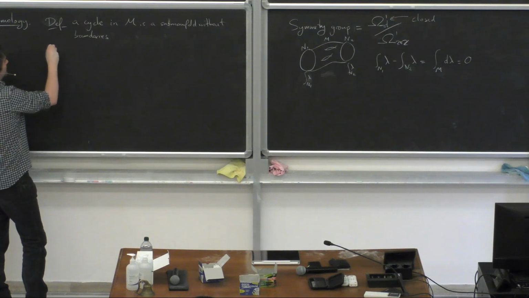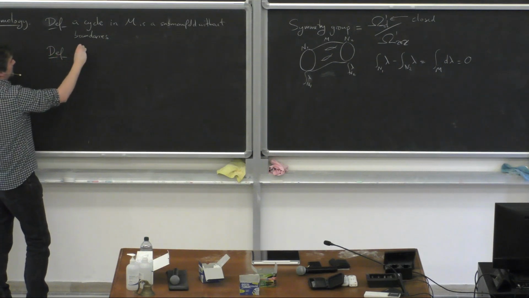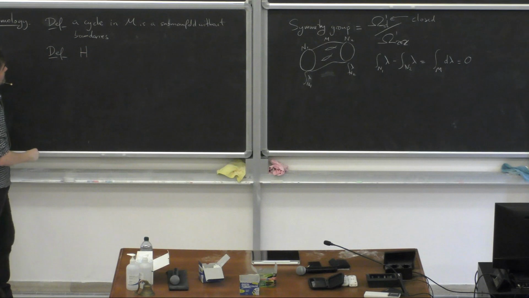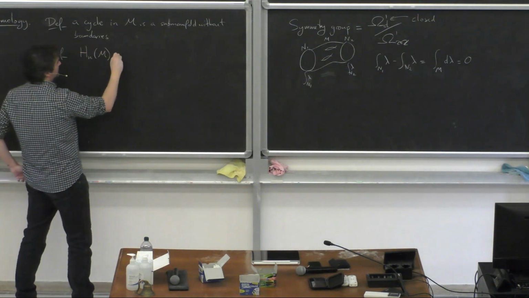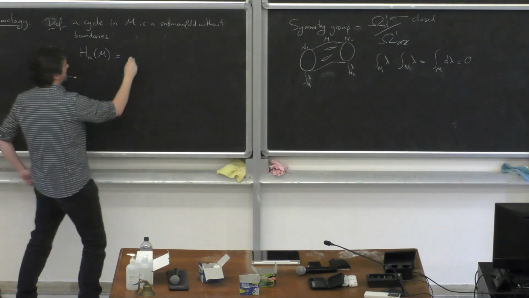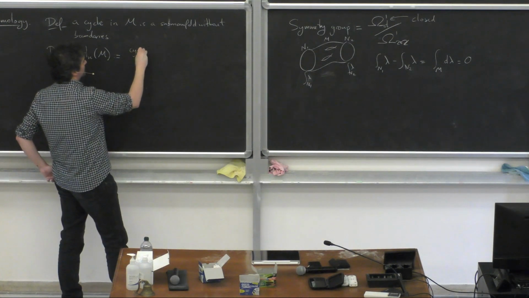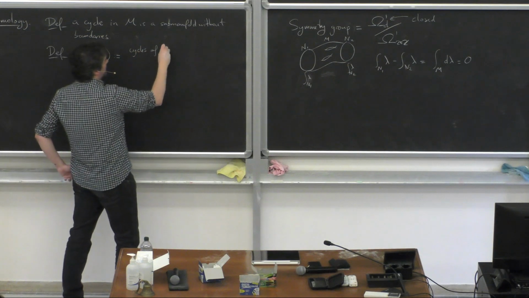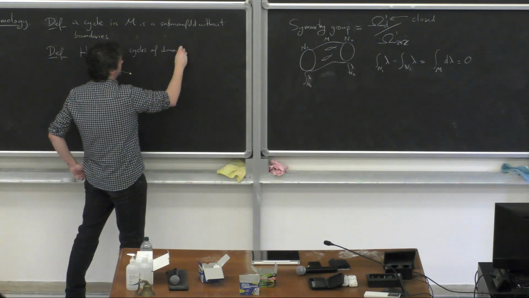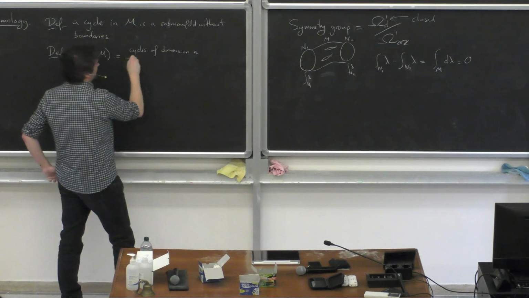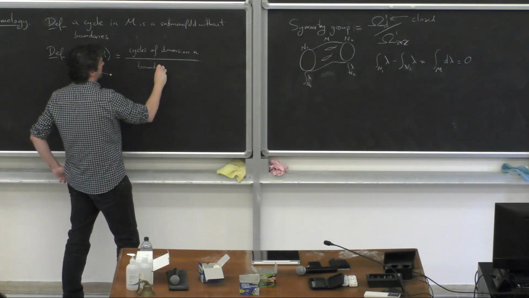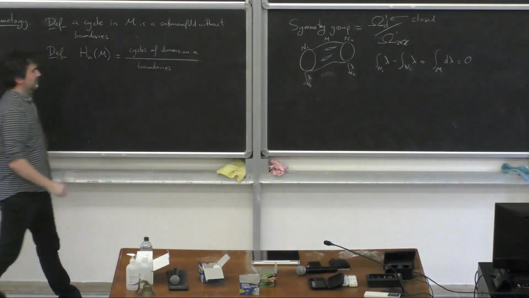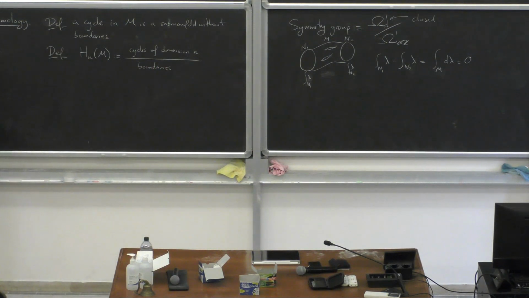And then the definition: the nth homology group of my manifold is defined to be the cycles of dimension n modulo those that are boundaries. So if a manifold is the boundary of something else, we declare that it's trivial in this group.